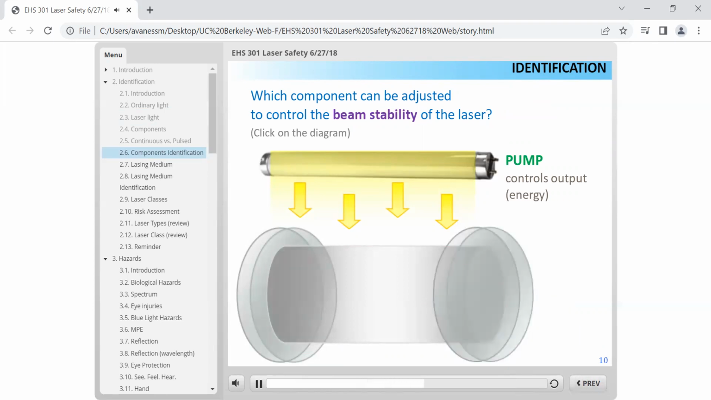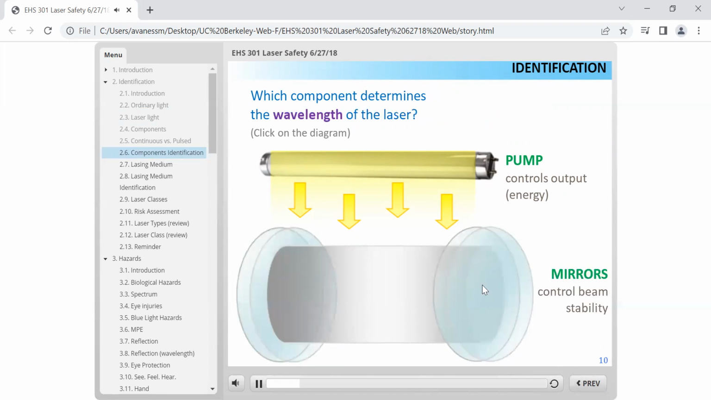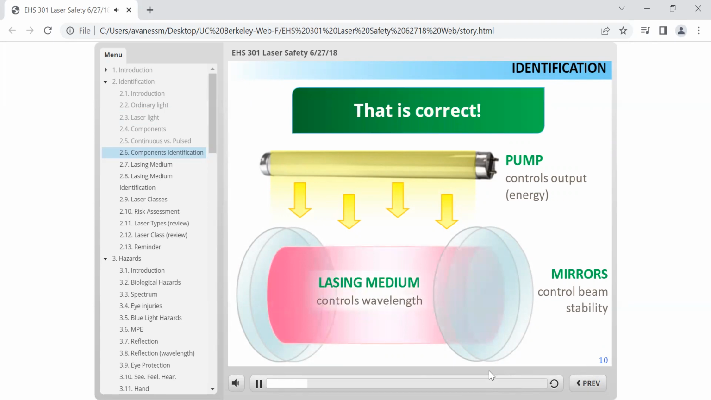Which component can be adjusted to control the beam stability? The mirrors, also known as optical resonators, can be adjusted to control beam stability. Which component determines the wavelength of the laser? That is correct. The laser medium determines the wavelength of the laser. The basic components of lasers include the pump or energy source, lasing medium, and mirrors or optical resonator.